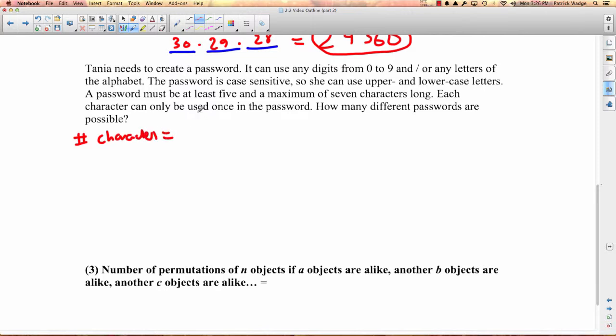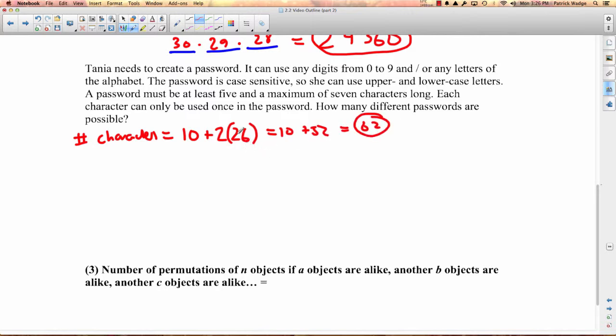Well, you have the digits 0 to 9, so how many of those are there? 10. Plus you have all the letters, there's 26 of those. But here's the thing, it's case sensitive, so you can use either upper or lowercase. So you don't only have 26 here, you have 2 times 26. So that's 10 plus 52, or 62 characters.